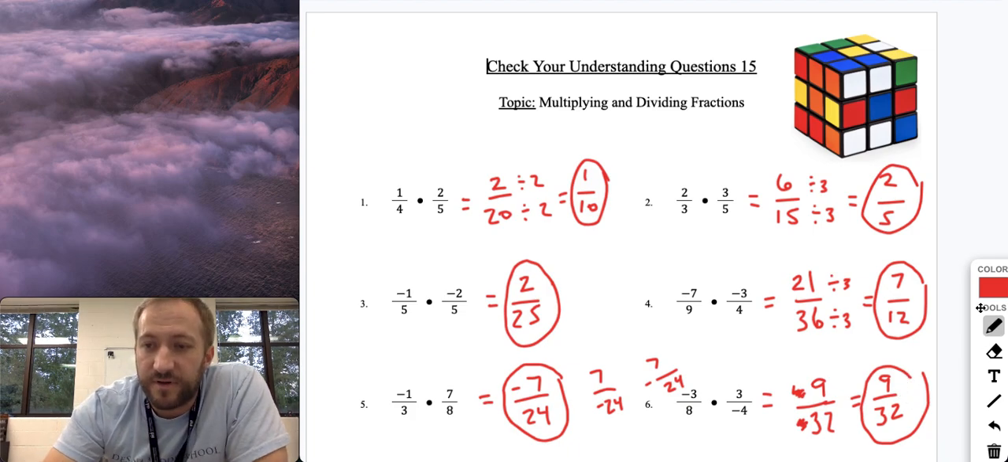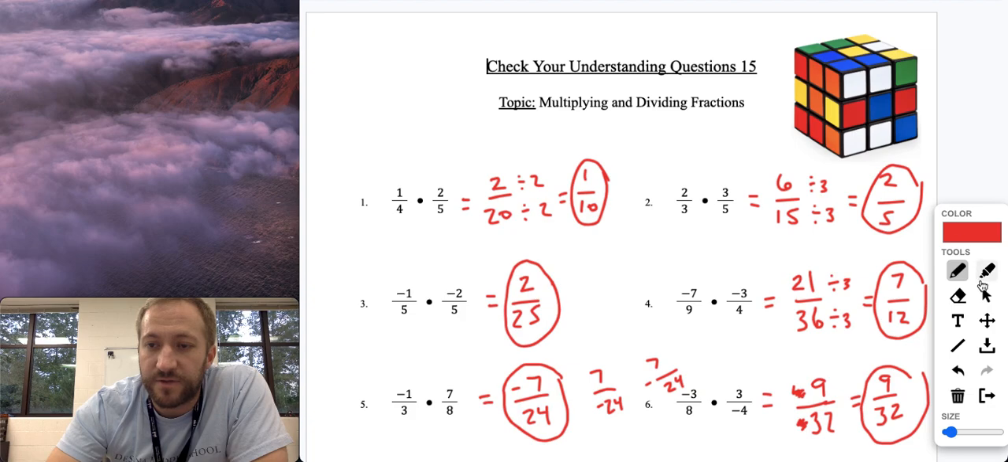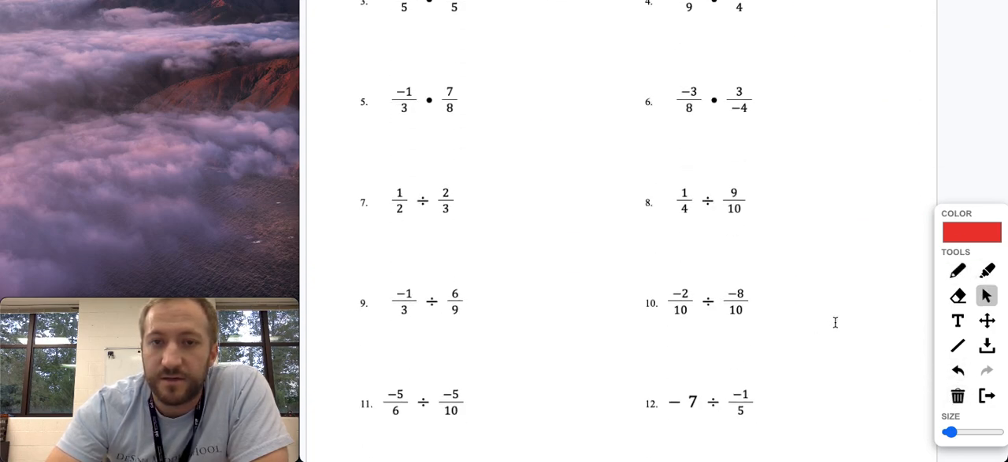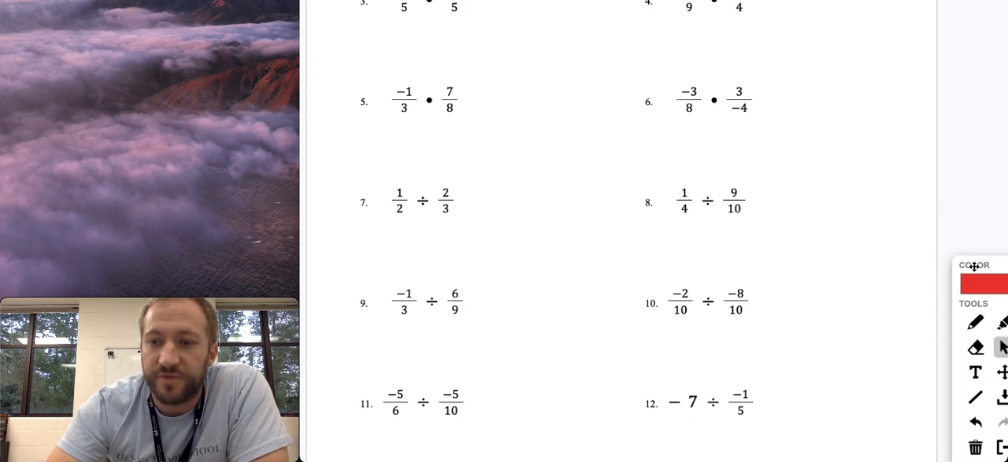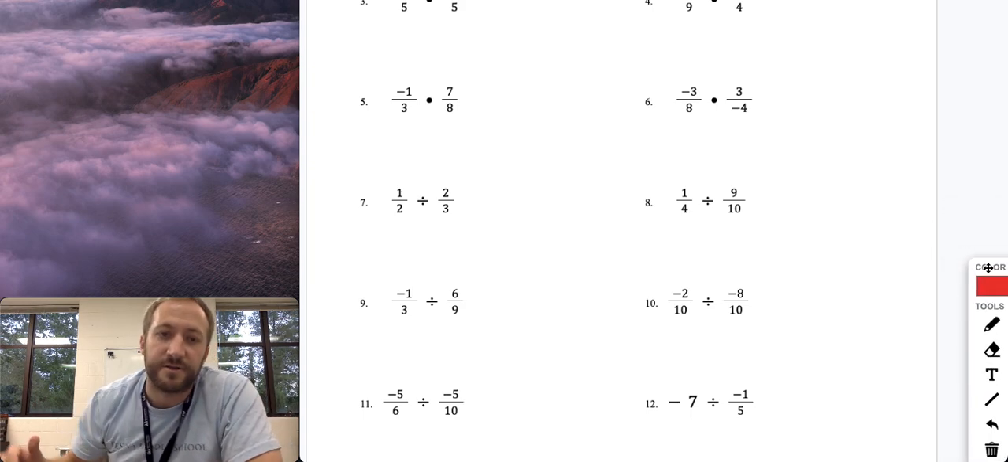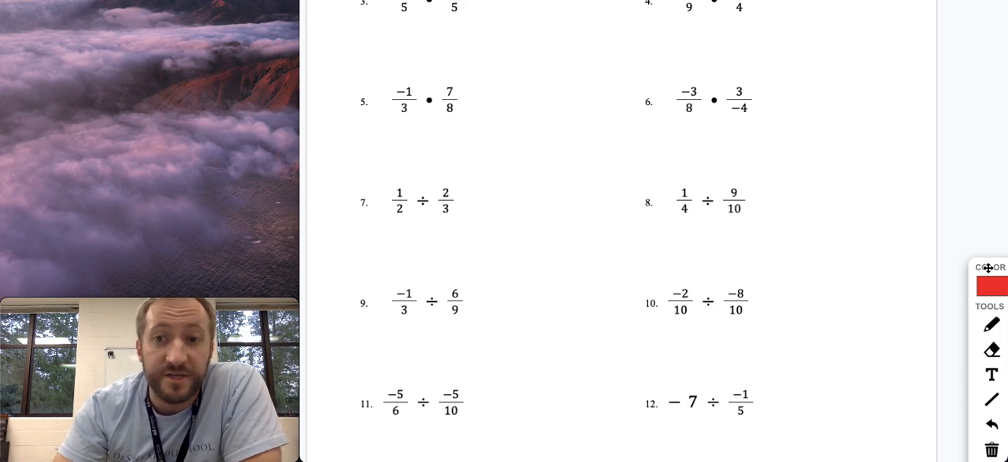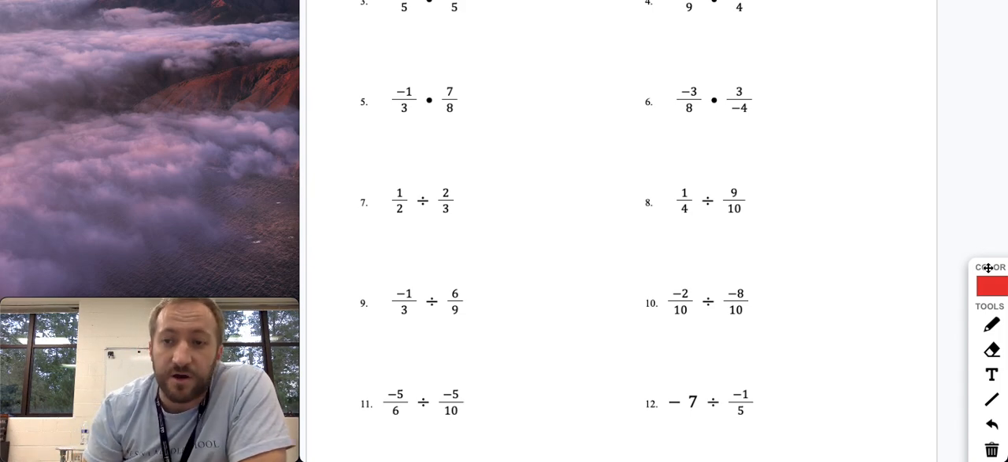Let's move down the page a little bit. Let me bring this up. Let's see. Come down, give that an erase. There we go. Let's move this back over here. All right, let's look at number 7. Oh, this is a division problem. So, division problems.